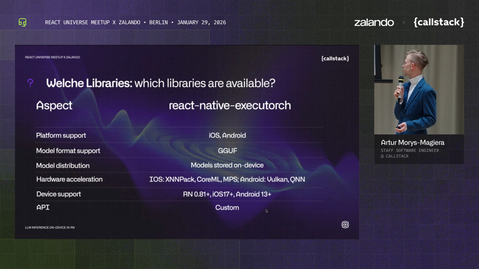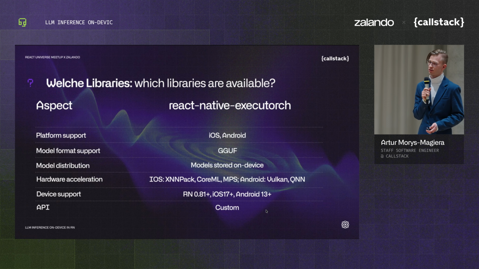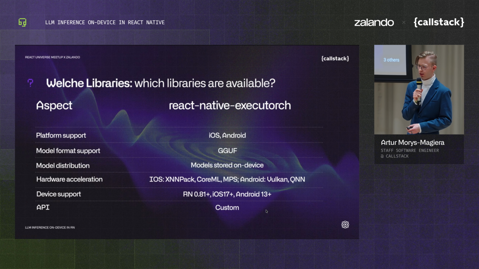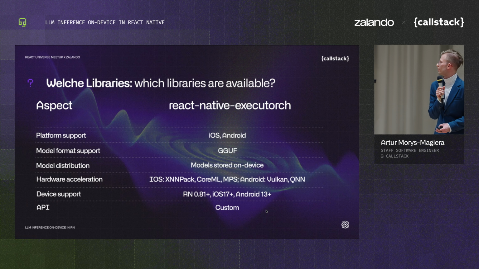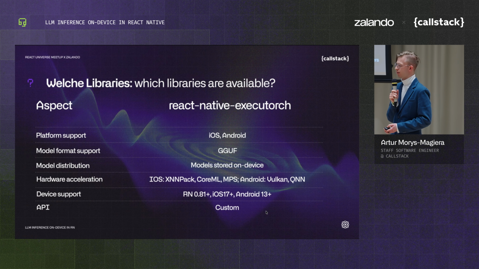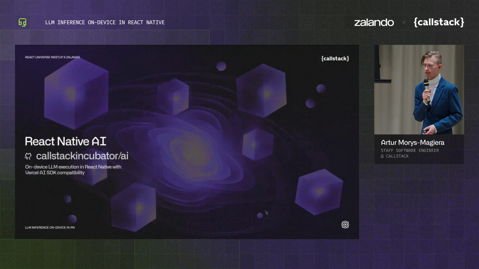It's XNNPACK, it's CoreML, MPS, which is Metal Performance Shaders. For Android, it's Vulkan and Qualcomm's library. The support is a bit limited. It's React Native 0.81 and above, iOS 17 and above, and Android 13 and above. The API, again, is custom.